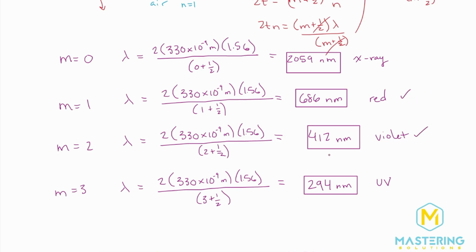If they ask for all, we could go on with m of 4, 5, 6, 7 and have a ton of different constructive interference wavelengths. So this is the process of how you do it. Look to your question specifically to know what they ask for, if they ask for visible light or the first 4 or whatever they ask for. But that's the answer to this question.